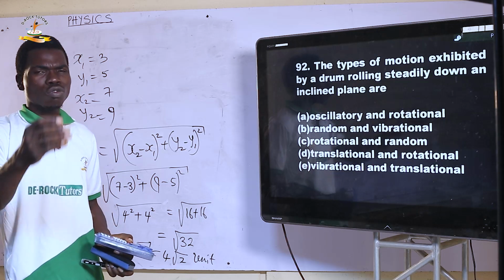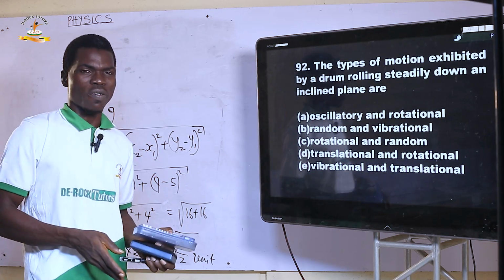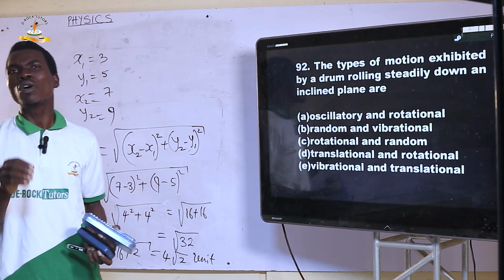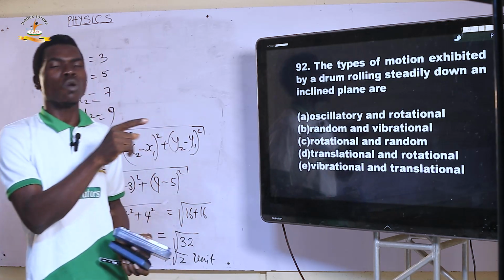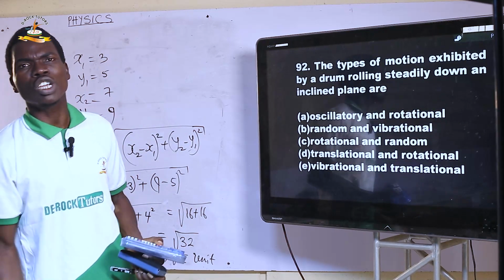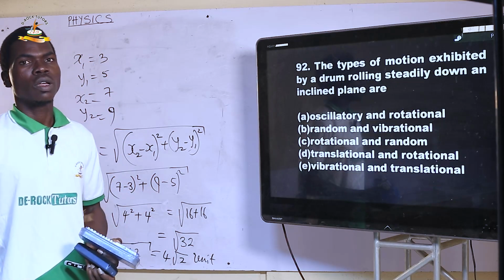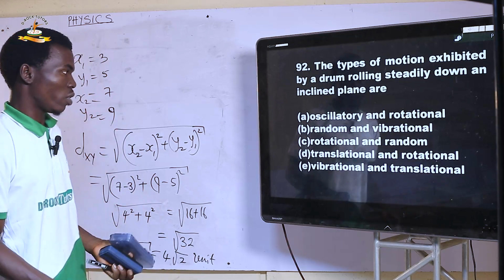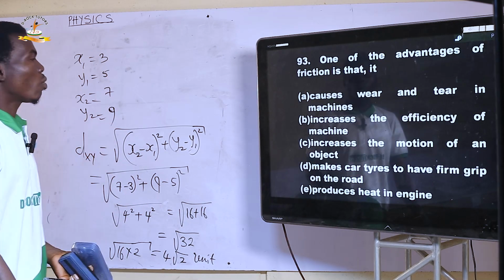And having gone through the rotational motion, the drum on the inclined plane is obviously going to cover a distance that we can call translational. So it is both rotational and translational. The fact that the word steadily was used means we should zero our mind from considering oscillatory or vibratory motion to be undergone by the drum. So the correct option is going to be rotational and translational. And I think we have that. So D rather.